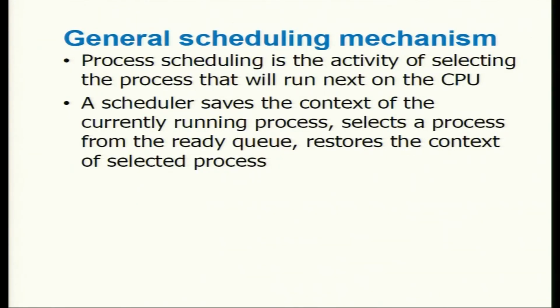And so it saves the context, selects the process from the ready queue, and restores the context of the selected process, because the selected process was running in the past and may have been descheduled at an earlier point. Now it comes back, so it has to restore the context also.